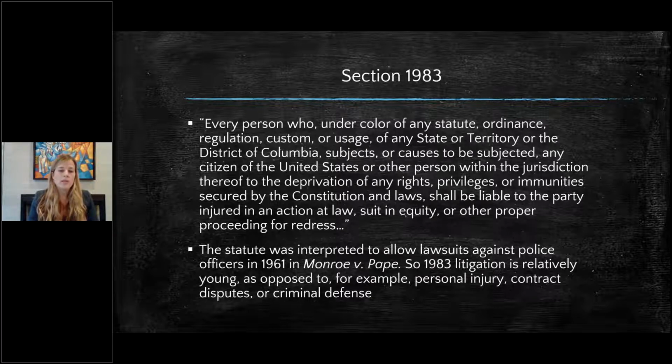So under 1983 cases, what you are doing is suing police officers and/or municipalities for money damages. The statute was interpreted to allow lawsuits against police officers only in 1961 in Monroe v. Pape. So 1983 litigation is relatively young, as opposed to, for example, personal injury, contract disputes, or criminal defense. You can find case law in those areas back hundreds of years. Section 1983 litigation is fairly new in terms of the law.